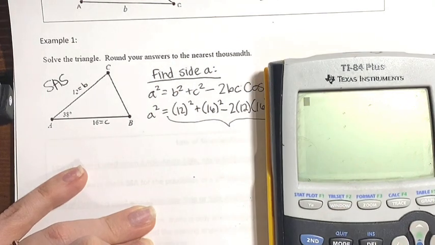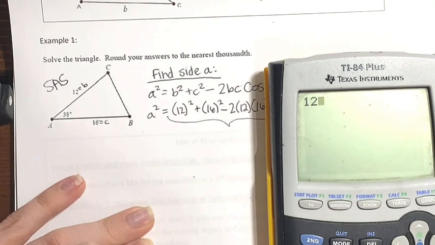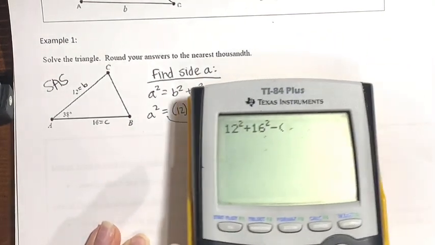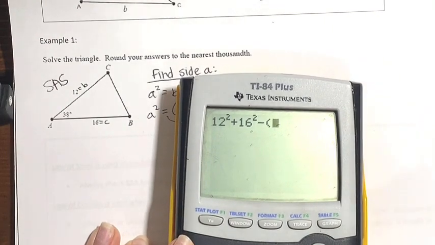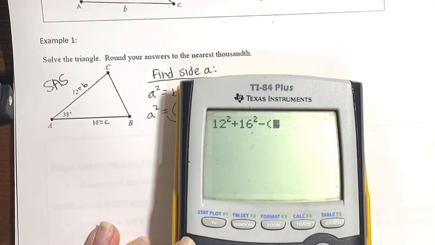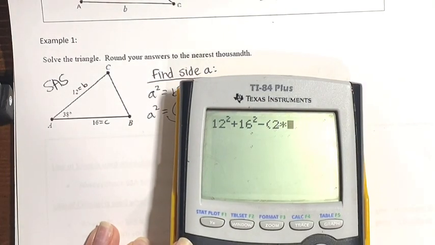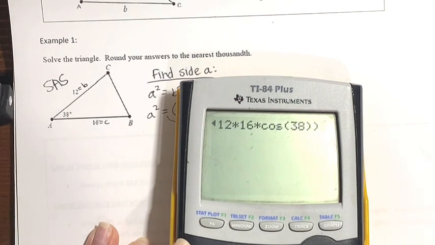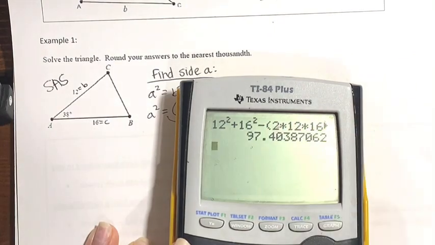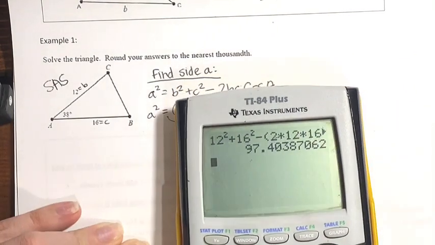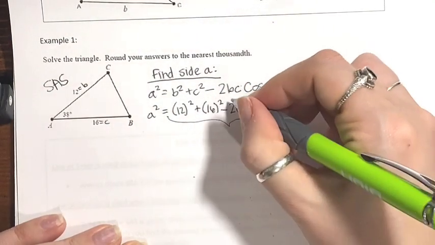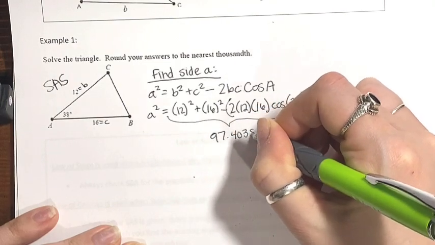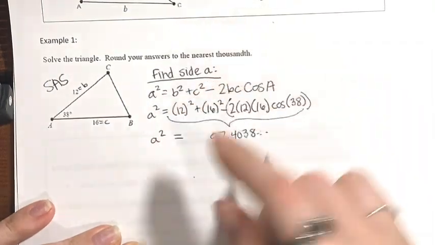So if I plug this in, we're going to have 12 squared plus 16 squared minus, and then I usually do this whole thing in parentheses right here so that the calculator doesn't mess up any of the multiplying. So I do parentheses 2 times 12 times 16 times cosine of 38, and then close the parentheses. So we want to subtract that whole group right here. And we get this 97.403. So again, I put parentheses around that whole thing. So this equals 97.4038... But this equals a squared, not a.